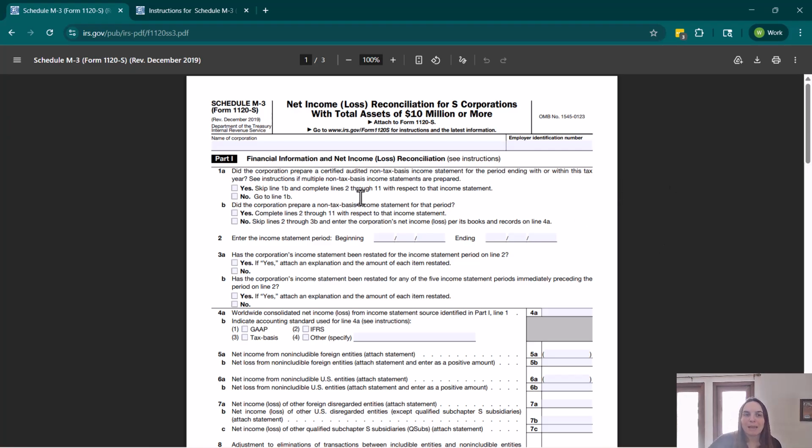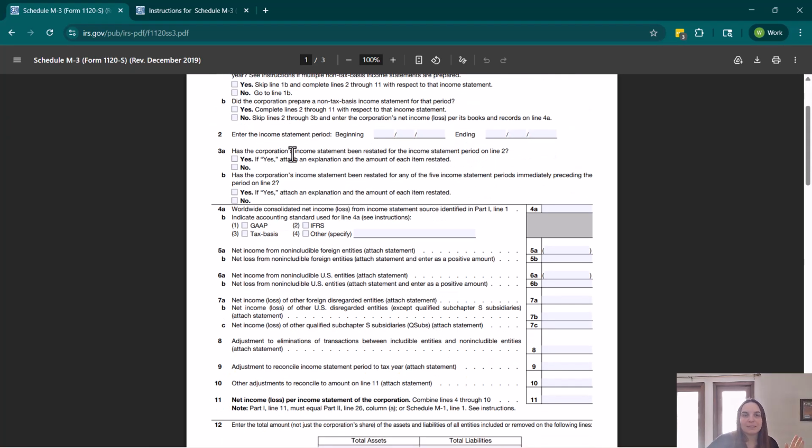Okay, so we have three different parts here. Part one is going to give the IRS some information about your business. This is like a questionnaire area. It's going to want information about your financials. How do you keep your financials? Do you have any restatements that occurred on financial statements in recent years?